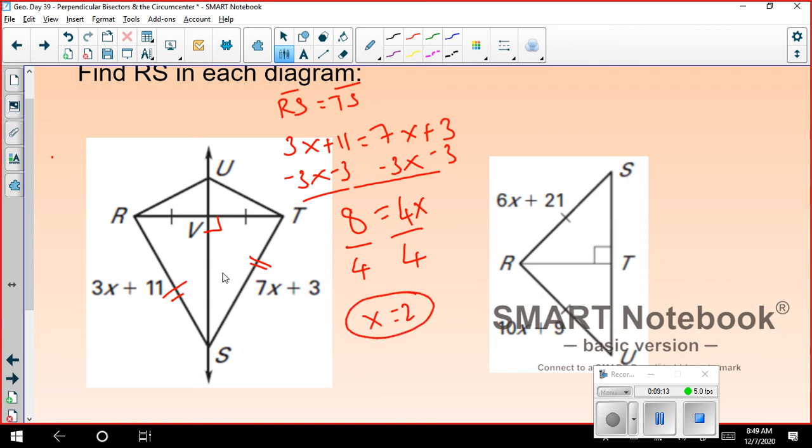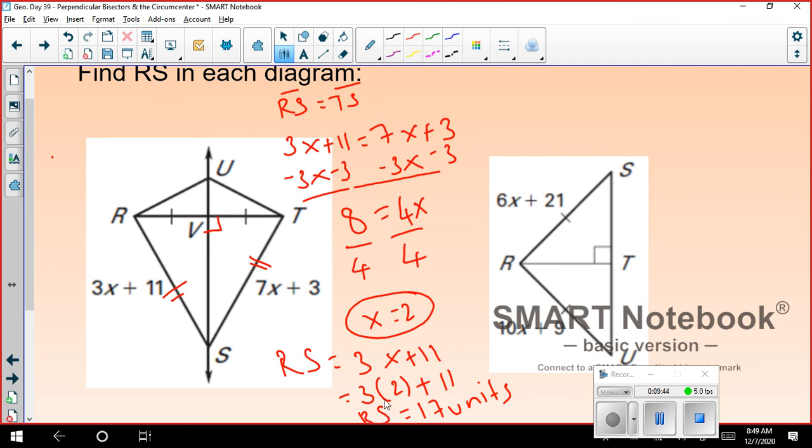And we were interested in finding RS, which is equal to 3x plus 11. Substitute x equals 2 here. 3 times 2 plus 11 is 6 plus 11, which is 17. I don't know the units here, so I'll just say RS equals 17 units.